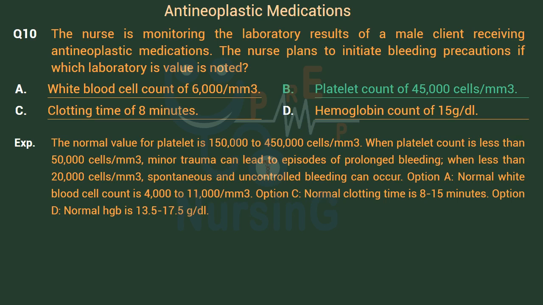Option A. Normal white blood cell count is 4,000 to 11,000/mm3. Option C. Normal clotting time is 8 to 15 minutes. Option D. Normal HGB is 13.5 to 17.5 grams/dl.